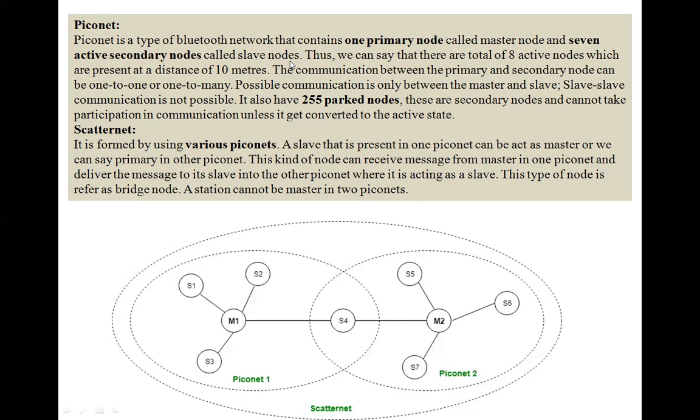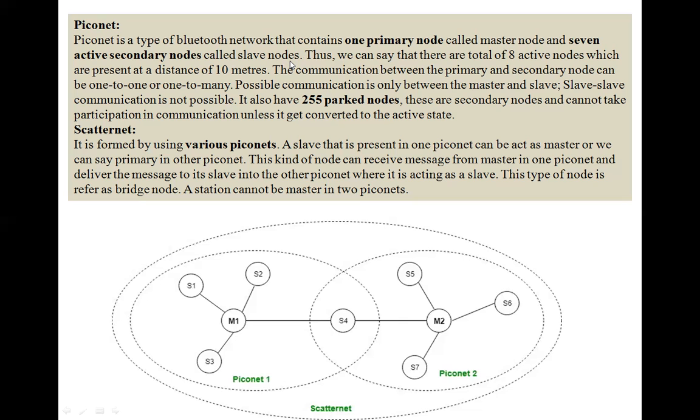It also has 255 parked nodes. These are secondary nodes and cannot take part in communication unless they are converted to the active state. This means when you form a network, provision is available for a total of 255 nodes, but out of that only seven are active and the remaining are not active nodes.